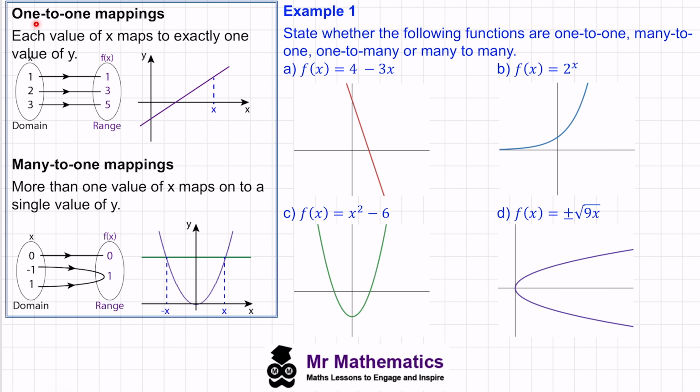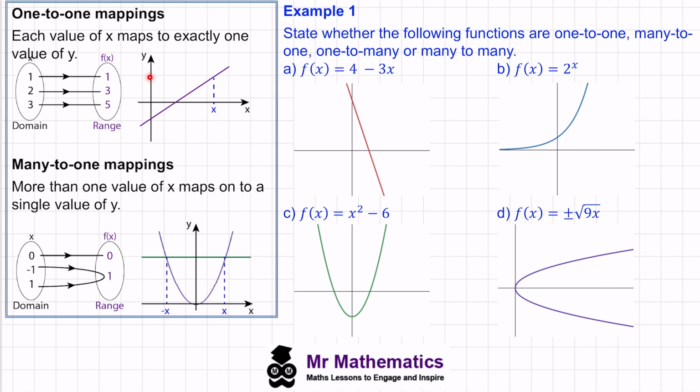So if we begin with one-to-one mappings, this is where each value of x maps onto exactly one value of y. So no two elements from x will map to the same element in y. You can think of this as assigning a unique task to each member of a team. Everyone has their own task, and no two members are assigned the same task. So in terms of this function, we can see this x value is the only x value with this y value.